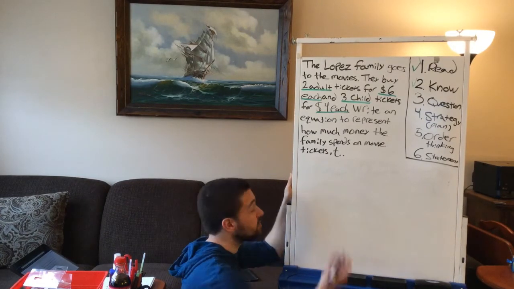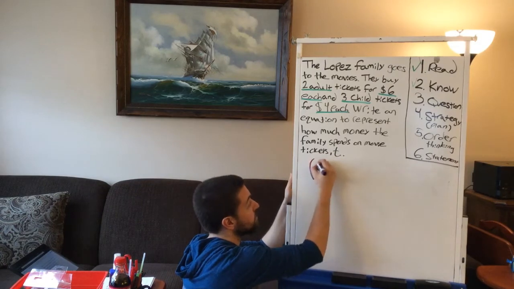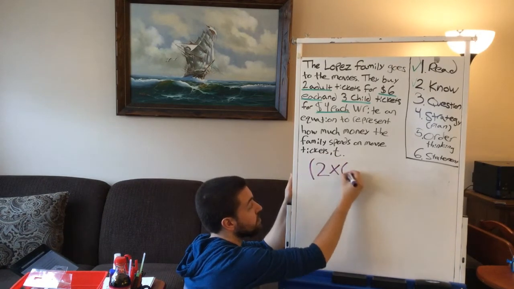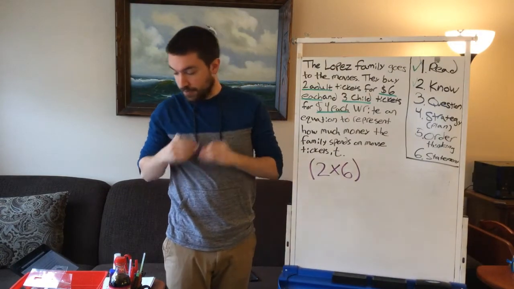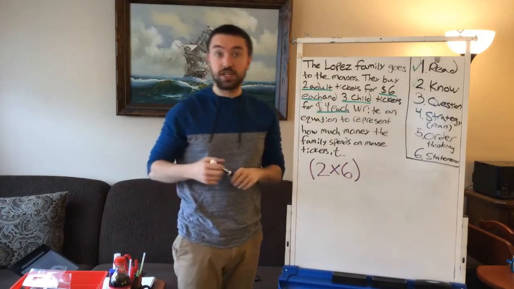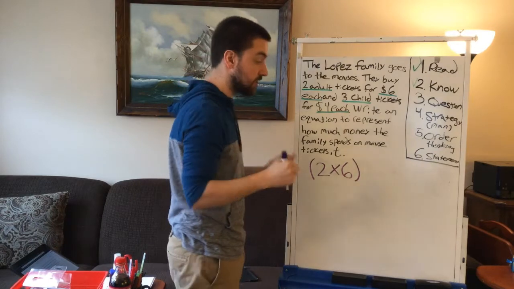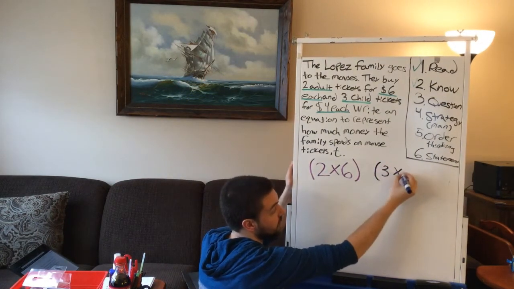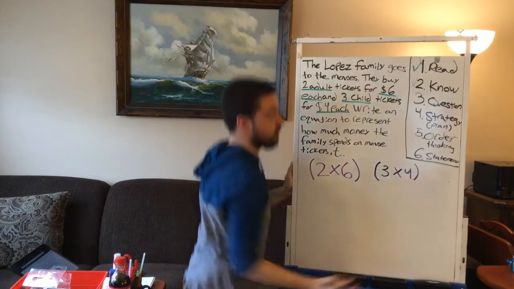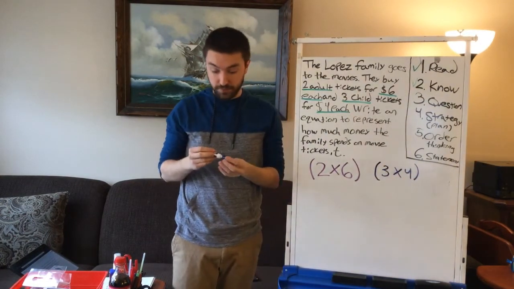So that's what I'm going to want to do first. So I'm going to put my 2 times 6 in these parentheses here. Now, my second step is to figure out how much the kid tickets cost. Well, the kid tickets were 3 kids, and they were $4 each. So I have to do 3 times 4 for that one.